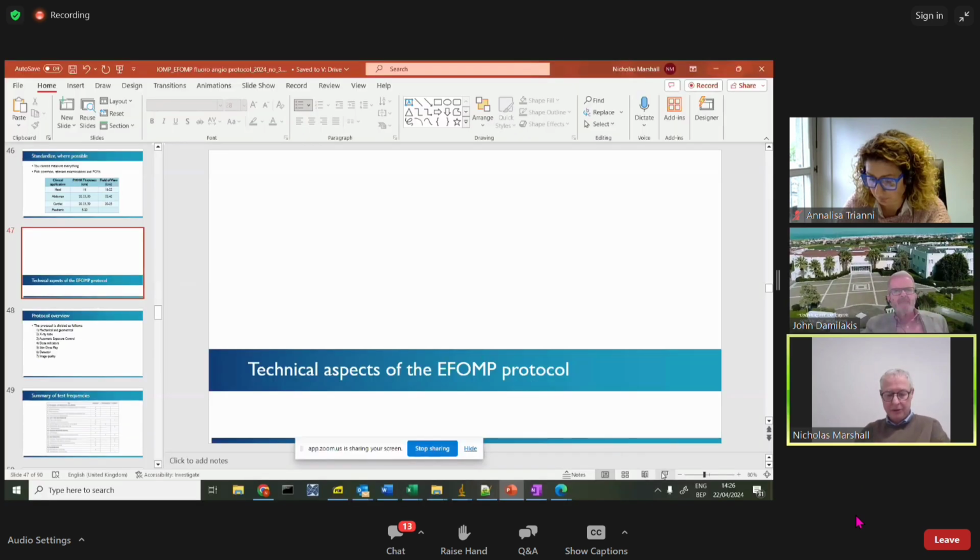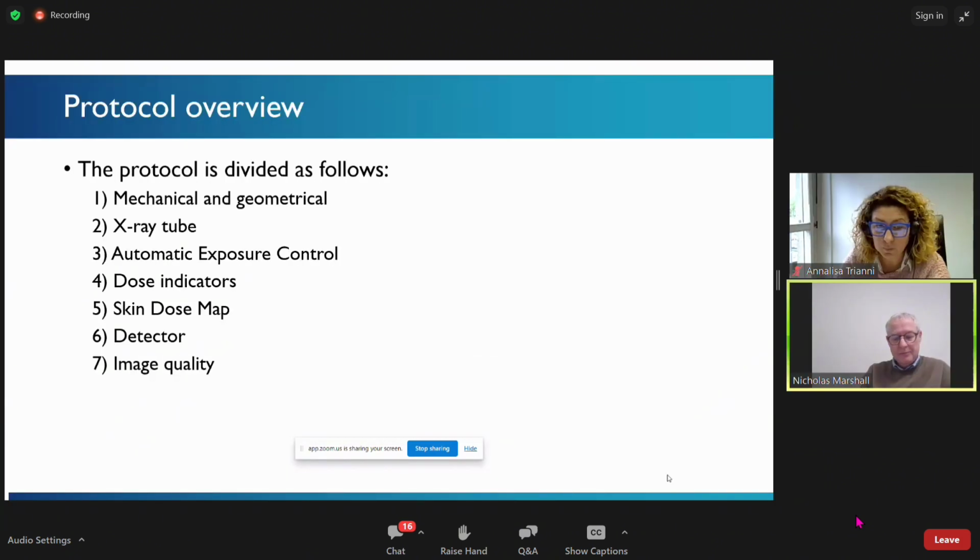Okay, so thank you. I'll continue in part 2 of this talk on the new protocol. We've already heard from Annalisa how it's divided up. It follows a fairly standard approach to protocols, where we start with the X-ray tube and mechanical and geometrical tests, then go through the AK dose indicators, which includes the DAP or KAP calibration and the KERMA calibration, and then something new, which is the skin dose map, which is not particularly well defined at the moment.